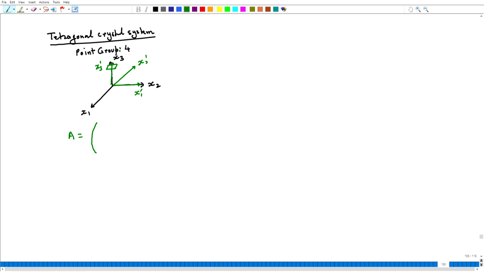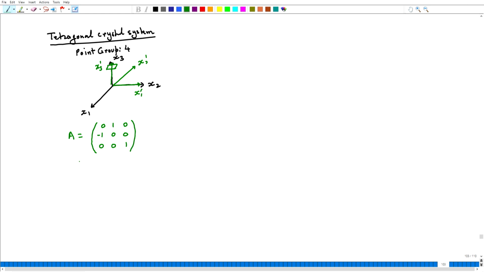So, x1 prime makes an angle of 90 degrees with x1 and hence A11 will be 0. A12: x1 prime and x2 make 0 degrees, so cos of 0 is plus 1. x1 prime is 90 degrees to x3, so again 0. Similarly, x2 prime makes an angle of 180 degrees with x1, and hence A21 will be minus 1, and the other two terms are going to be 0. In the same vein, the third row will be 0, 0, 1. So, this becomes my direction cosine matrix.